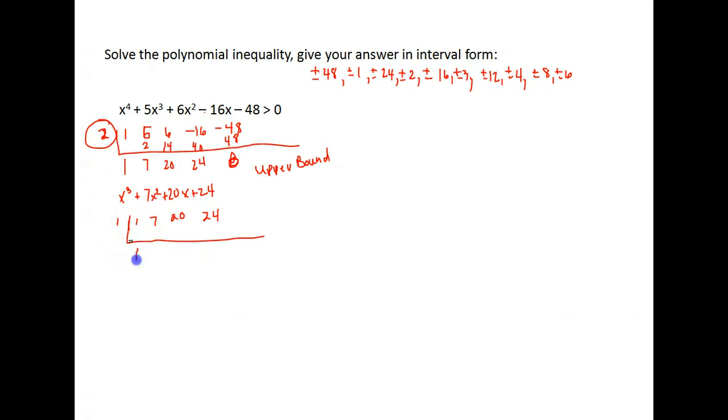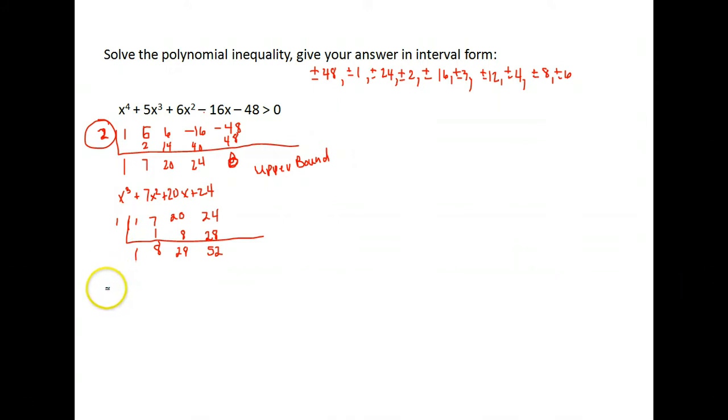So let's try 1. 1 times 1 is 1. 7 plus 1 is 8. 1 times 8 is 8. 20 plus 8 is 28. 1 times 28 is 28, and you can see we have a very large number there. And I did get a really large number, so I know I'm probably way off with my 0. I need to go something much smaller than positive 1, so I'm going to dip down into the negatives.